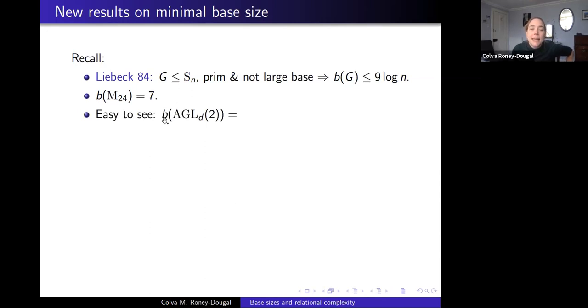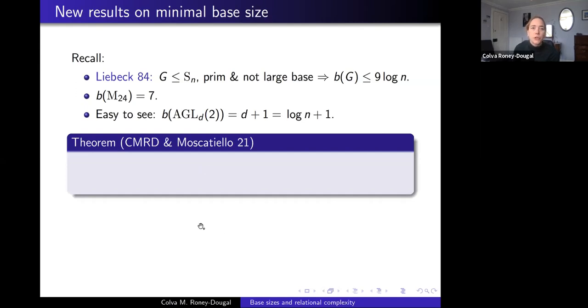It's easy to see the minimal base size of AGL_D(2): let's take the vector space F_2^D, and then put GL_D(2) acting on it as well. Well, you stabilize one point, the 0 vector, and then you stabilize a basis, and you get down to D plus 1. That's precisely log n plus 1. So here are our 3 things we know. We know it's at most 9 log n. We've got an example where it's 7, which is actually quite a large proportion of 24. And we've got an example that hits log n plus 1.